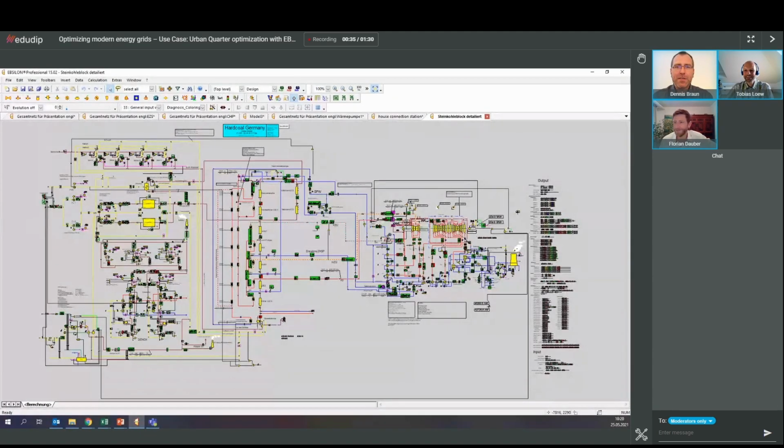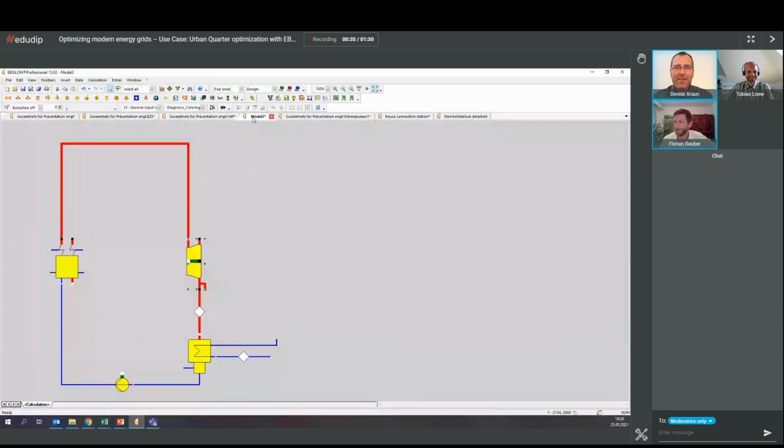All right. Please. And you already see how difficult or how complicated it can get here, from an easy Clausius Rankine first principle model up to a detailed hard coal fired power plant.